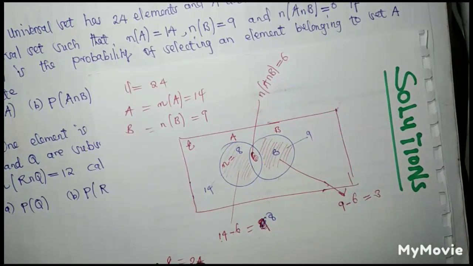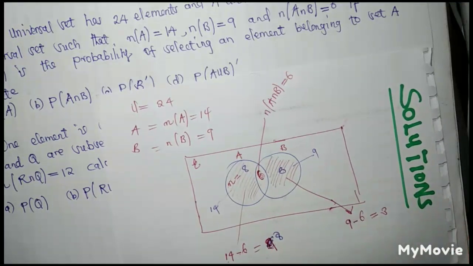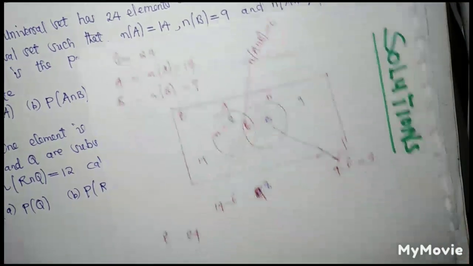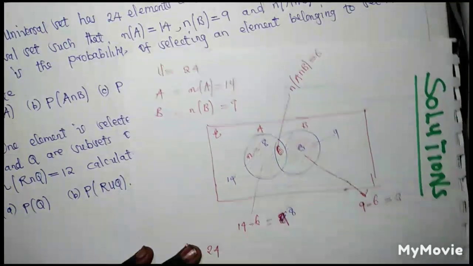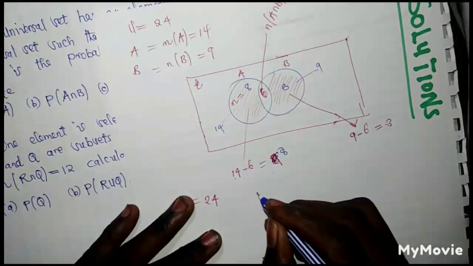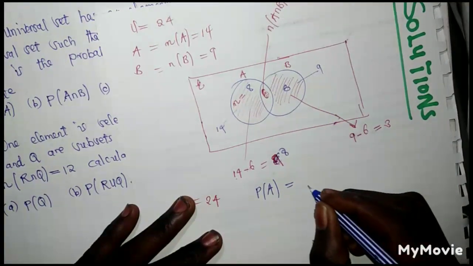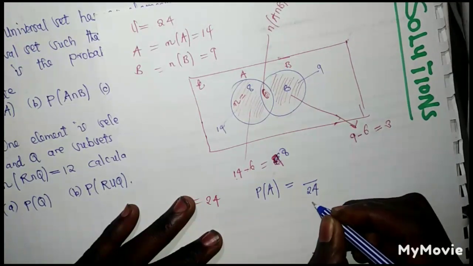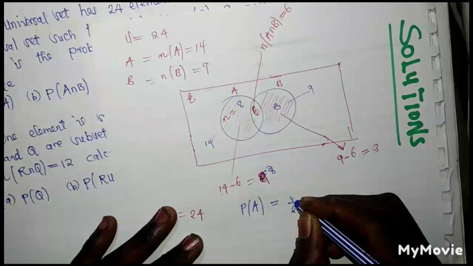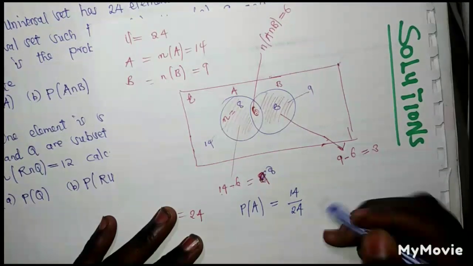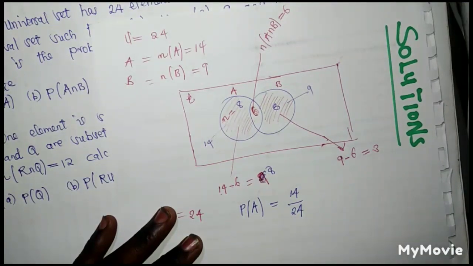Okay, so that makes sense. All right, so what we are going to do now, we are going to say if P(A) is the probability of selecting an element belonging to set A, calculate the probability of getting A. The probability of A would say, out of 24 outcomes, we have 14 chances that the element that we will get is from A. We have totally 14 chances that it is A.